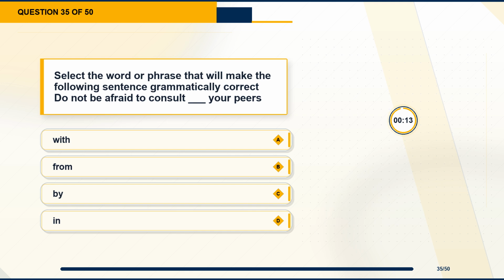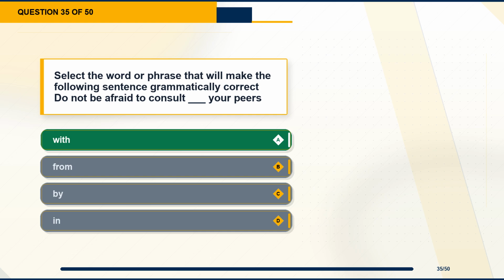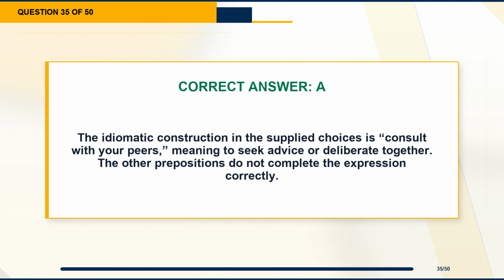Question 35. Select the word or phrase that will make the following sentence grammatically correct. Do not be afraid to consult blank your peers. Option A, with. Option B, from. Option C, by. Option D, in. The correct answer is option A, with. Explanation: the idiomatic construction in the supplied choices is consult with your peers, meaning to seek advice or deliberate together. The other prepositions do not complete the expression correctly.